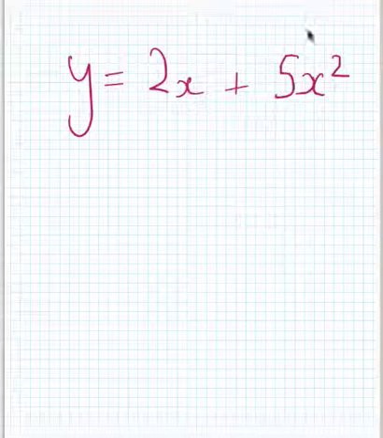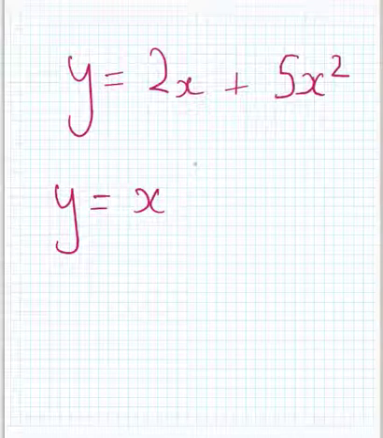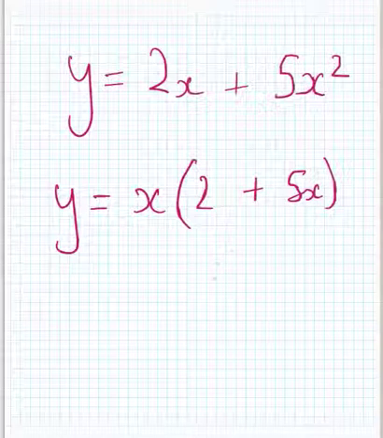All right, I want you to factorize this quadratic equation. And you do the exact same thing. So y equals, I can see I've got an x here and 2x is there. So take out the x as a factor, and we're left with 2 plus 5x. And that's it. Okay, so to factorize these ones, that's all you need to do.